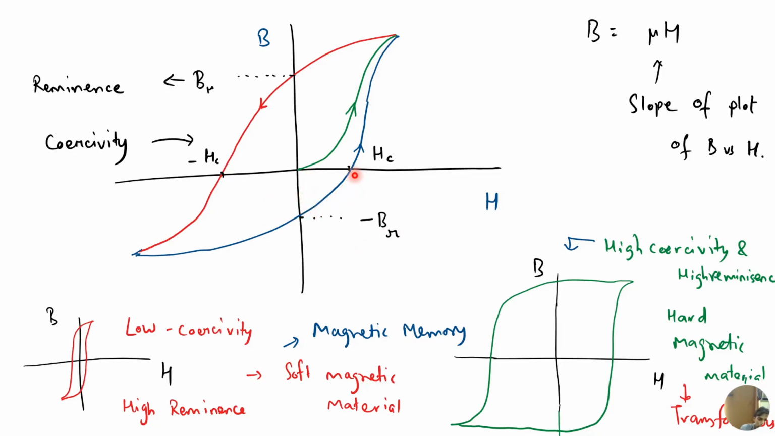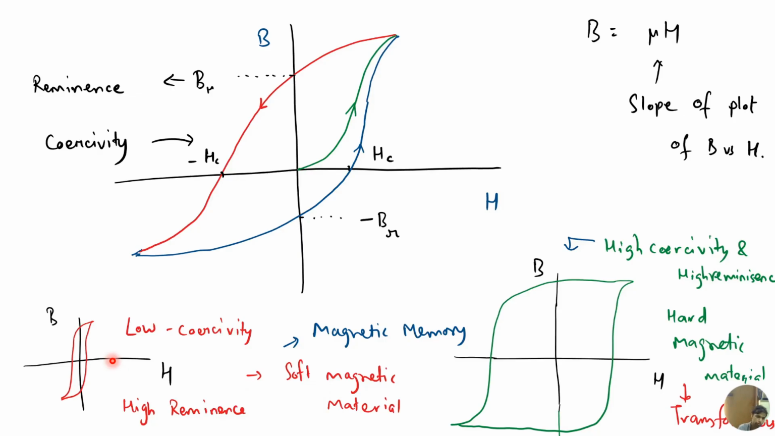So what is happening is that we need to give a certain amount of extra magnetic field strength to completely cancel the magnetic field induction. This extra magnetic field strength that is required to give to that material for complete cancellation of the magnetic field induction is called coercivity. There can be different materials in which, for example, here we have a low coercivity material, but it has a high remanence. This kind of material is called soft magnetic material.